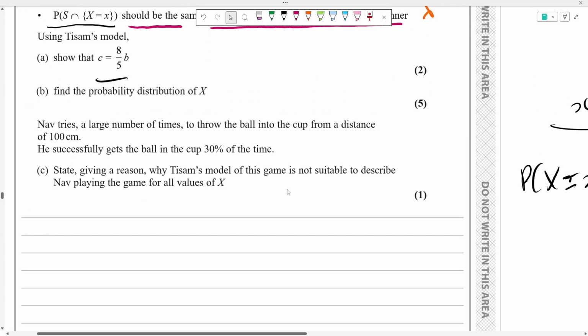Part C. Nav tries a large number of times to throw the ball into the cup from a distance of 100 centimeters. He successfully gets the ball in the cup 30% of the time. Giving a reason why Tissam's model of the game is not suitable to describe Nav playing the game for all values of x.